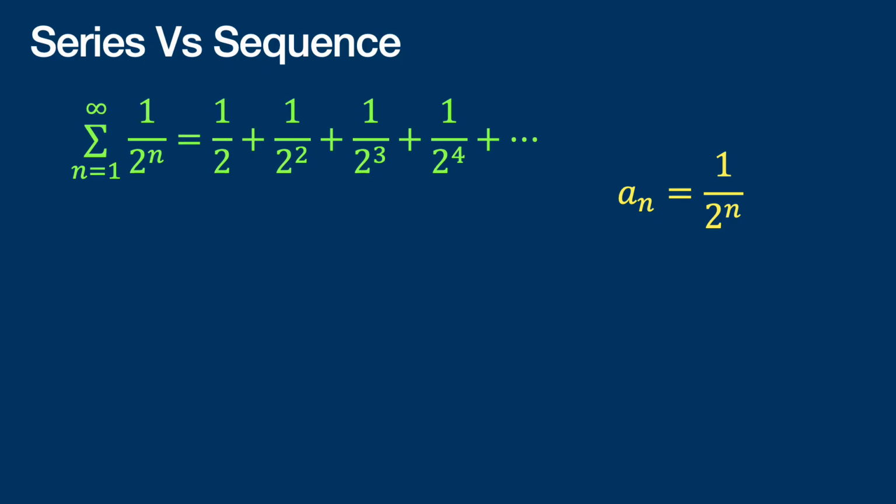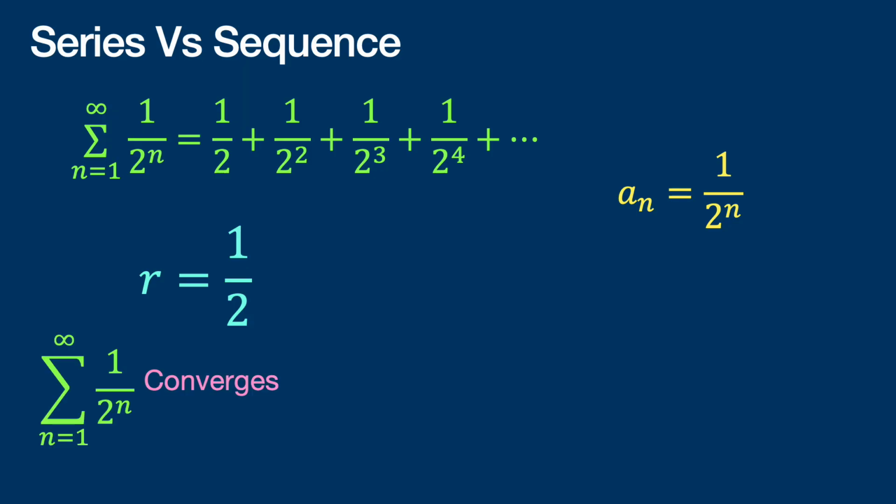We have another example of the relation between series and sequence. Let a_n be 1 over 2^n. That's a geometric sequence. We consider the geometric series. a_n is a geometric sequence. What is the ratio? The ratio is 1/2. You know that a_n goes to 0, and the geometric series is going to converge.